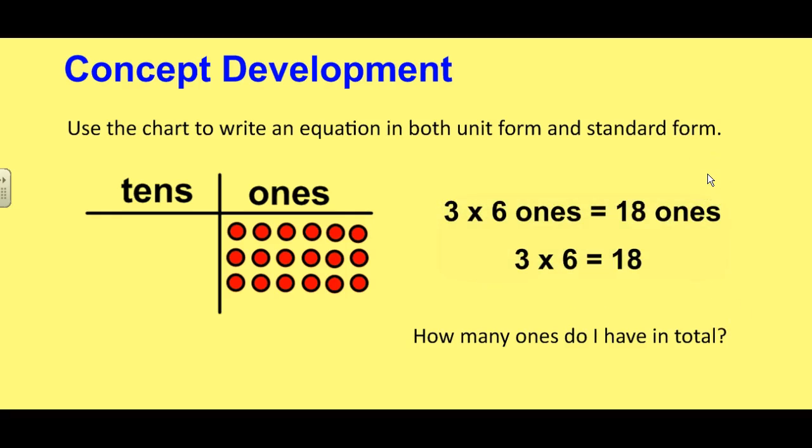So I was looking for 3 times 6 ones because we've got 3 rows and each row has 6 ones. And all together we have 18 ones. And in standard form we have 3 times 6 equals 18. So how many ones do we have in all? We have 18 ones in all.